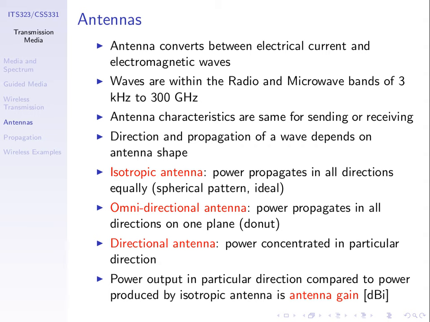Let's think of that as the perfect antenna. But in practice, we use directional antennas, even though we may be very close to an isotropic antenna. The power is sometimes concentrated in a particular direction. So instead of spreading equally in all directions, the power will be strong in one direction, weaker in another. If we measure in a particular direction, our directional antenna versus the isotropic antenna, we can compare them. And we can say that the directional antenna has some gain compared to the isotropic antenna.